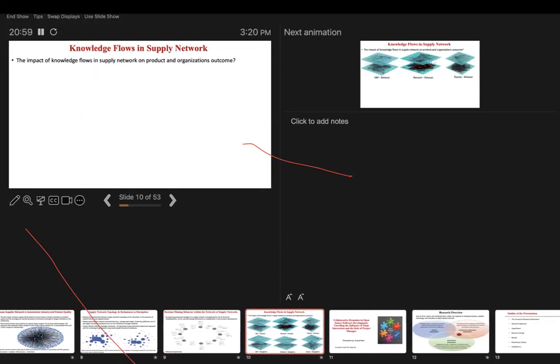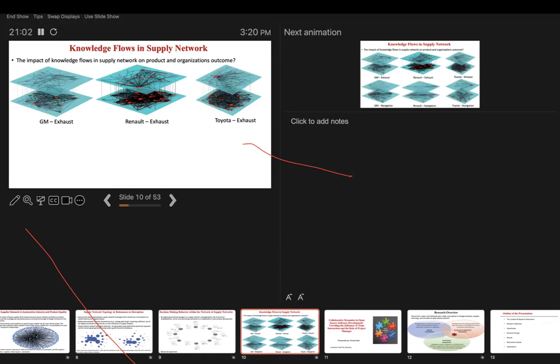And this one is right now a work in process. Still, data collection is going on. Here we are trying to understand the knowledge flows within a supply network. So we are trying to look at the supply network, again, in the automotive industry. So there will be supply networks across different systems. So GM's exhaust system will have a supply network.